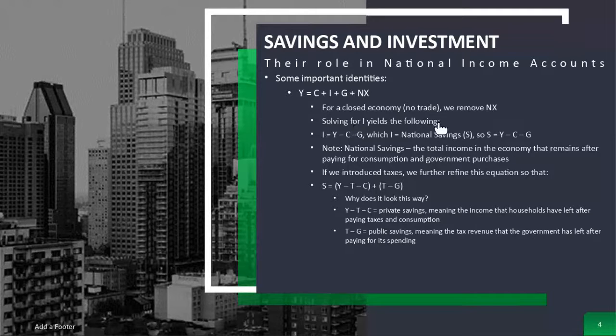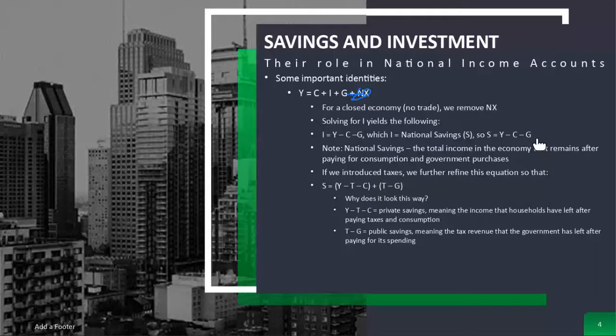So if we solve for I, basically if we mark out the NX, what we're saying here is this is 0. So we're left with Y equals C plus I plus G. If we solved for I, we would get I equals Y minus C minus G, where I is our investment, which also equals our national savings. So savings equals Y minus C minus G.